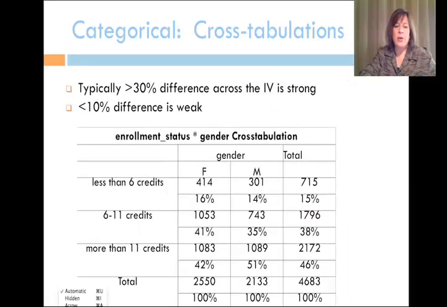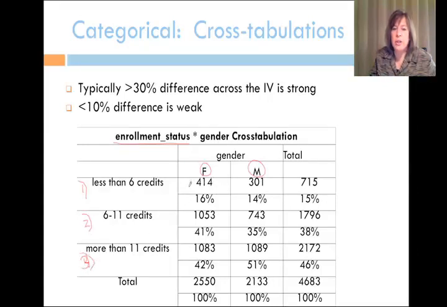We saw the frequency distribution for enrollment status when we talked about descriptive statistics for one variable. This is a cross-tabulation looking at enrollment status by gender. And we have the females and the males in the columns. We have enrollment status with these different values in the rows.